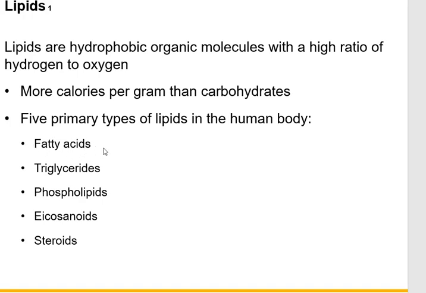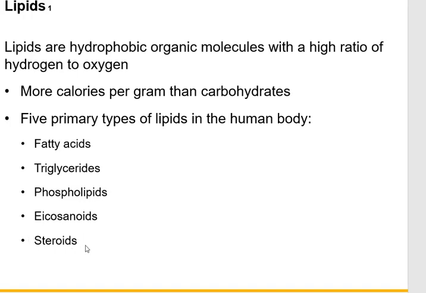Fatty acids, whenever you eat anything that is oily, greasy, waxy, you're going to release fatty acids into your bloodstream. And your body's pretty cool about using the fatty acids to make cell membranes, to make cholesterol, things like that. So we'll talk about that.